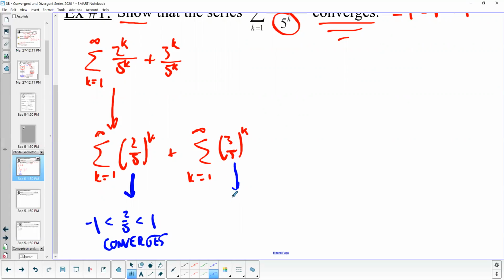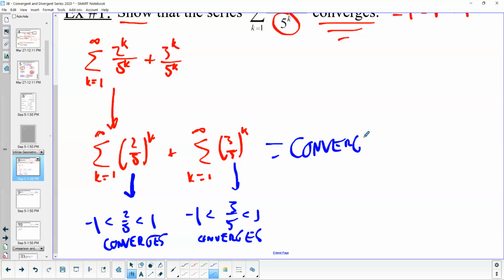And then over here, our r value is 3/5, which again is also between 1 and negative 1. Therefore, this also converges. And so we find that if we add those two together, since each of the parts converges, we know that this particular series converges.